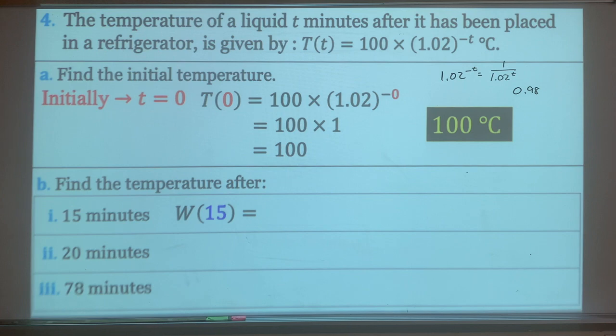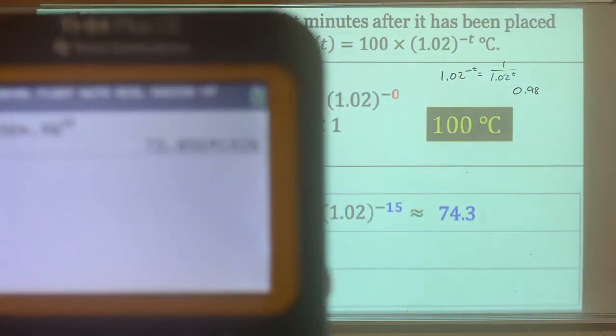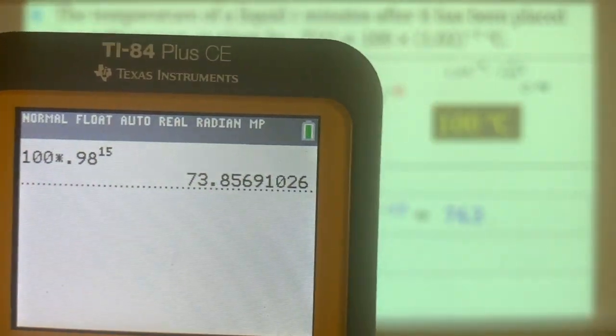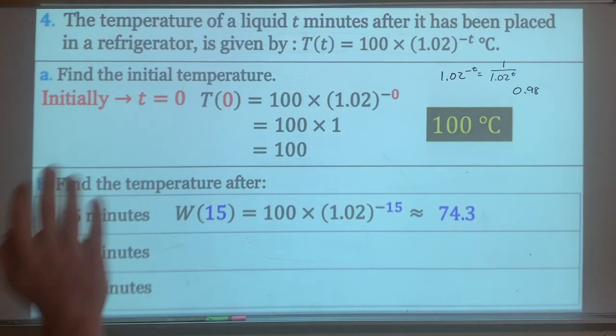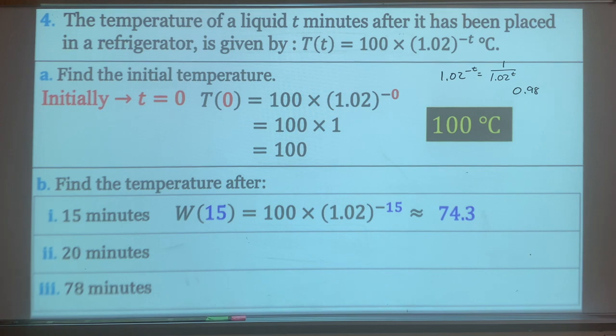Got it? So let's check this out. After 15 minutes, watch it go down. 100 times 1.02 to the negative 15th is 74.3. See it go down? Now, if I multiplied 100 times 0.98 to the 15th, because you don't believe me, it's approximately 74 as well. Not exactly, because I got rid of a bunch of the decimals, but that's what I was telling you before, when you're going down about 2% each time. Next one: 74.3 degrees.